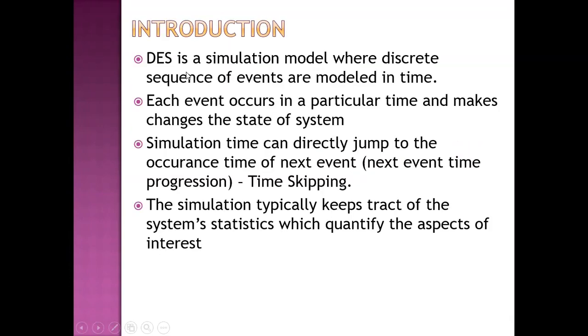So discrete event simulation is a simulation model where a discrete sequence of events is modeled in time. Each event occurs at a particular time and makes changes in the state of the system. Simulation time can directly jump to the occurrence time of the next event. This is known as next event time progression or time skipping. The simulation typically keeps track of the system statistics which quantify the aspect of interest.